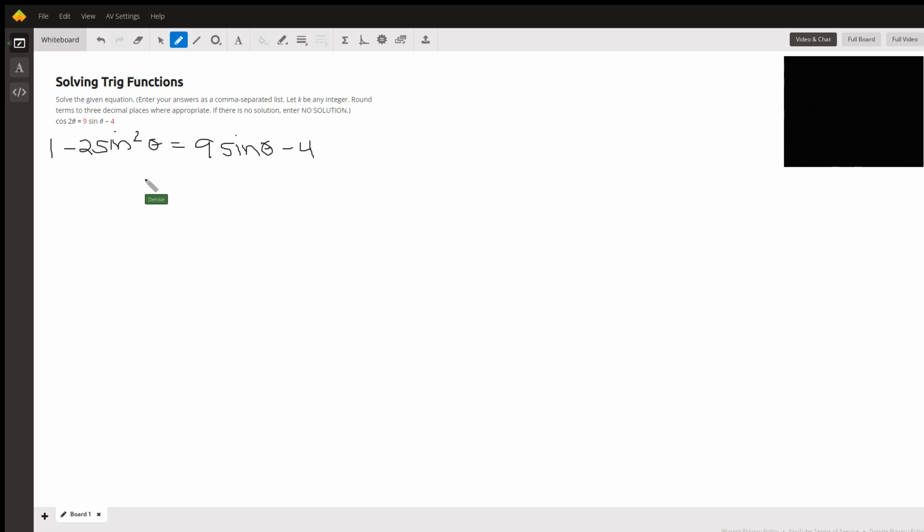Okay, we have a quadratic now. So we're going to move everything to one side of the equation. So I'm going to add 2 sine squared theta and then subtract 1. So that gives me everything set equal to 0, which is what I need to solve a quadratic.